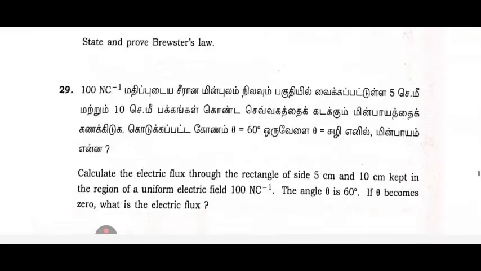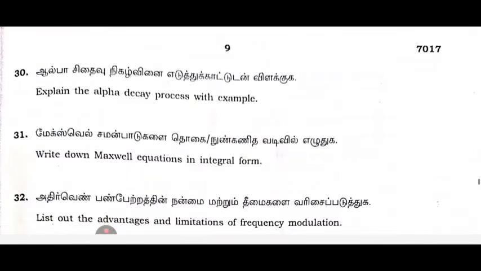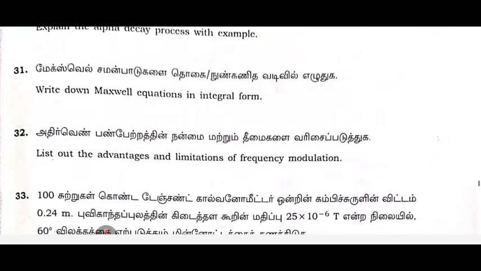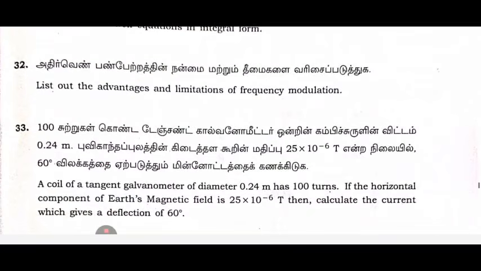29, calculate the electric flux through a rectangle of sides 5 cm and 10 cm kept in a region of uniform electric field 100 NC^-1, the angle θ is 60 degree. If θ becomes 0, what is the electric flux? 30, explain the alpha decay process with an example. 31, write the Maxwell equations in integral form. 32, list out the advantages and limitations of frequency modulation.